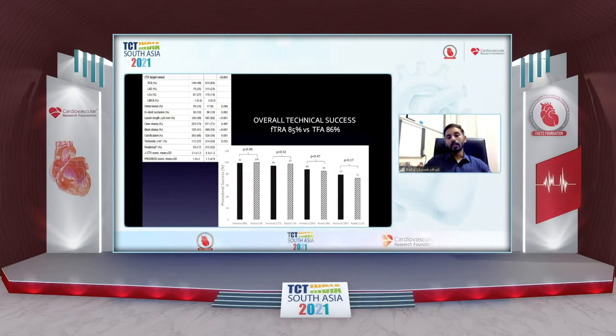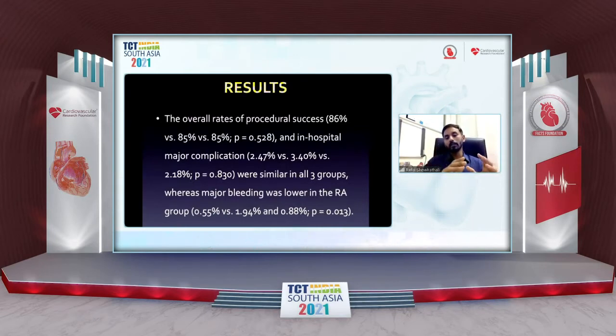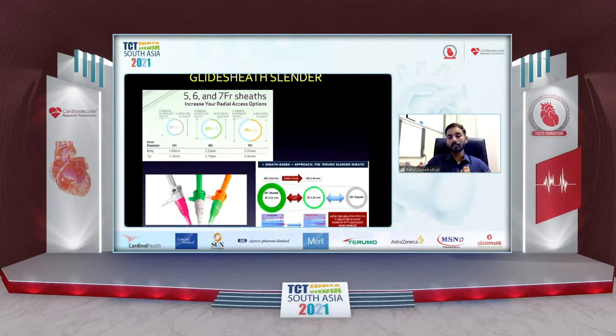This is another dataset from the North American registry about the same CTO. They compared fully transradial, femoral with radial, or fully transfemoral. They showed that the success rate is the same, whereas the bleeding rate is extremely high when we use femoral access and extremely low with radial access. So I think we have enough data to show that radial is equivalent to femoral access in most of the patients we deal with in day-to-day practice.